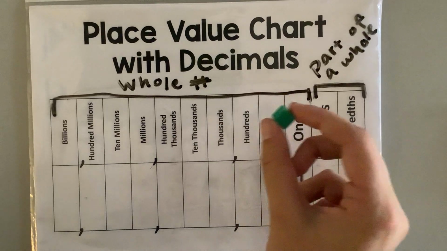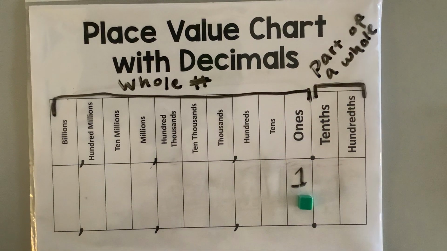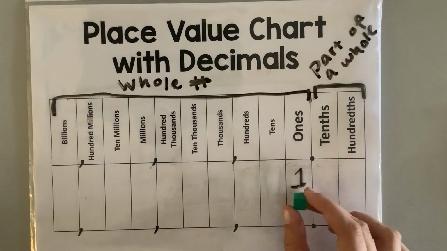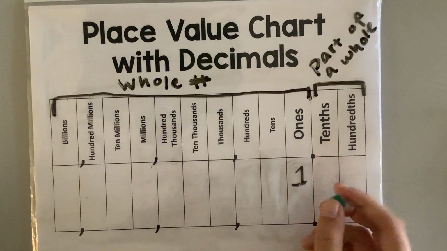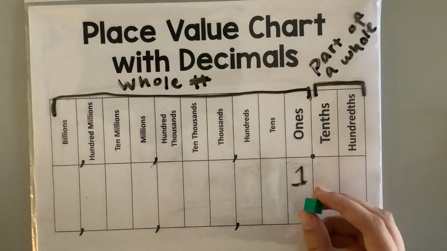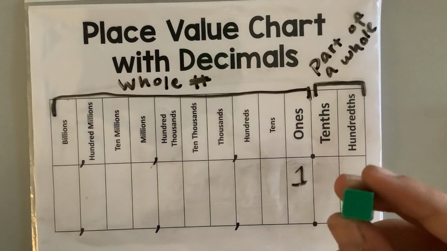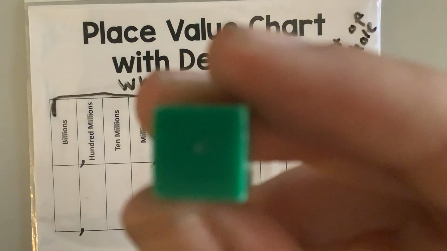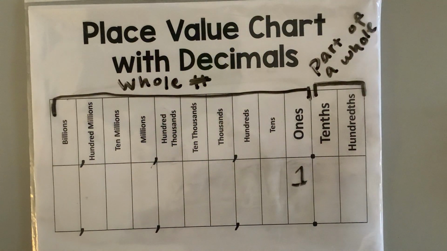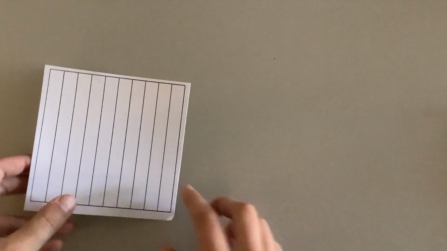Here's a ones cube. You guys are very familiar with the ones cube. It represents the number 1. Well, what if I wanted to break this 1 cube up? So I didn't have a whole, but I only had a part of the whole. If I were to zoom in on this ones cube, I want you to just use your imagination and think about what would happen if I sliced it into 10 pieces. If I were to zoom in and slice that into 10 pieces, it would look something like this, right?